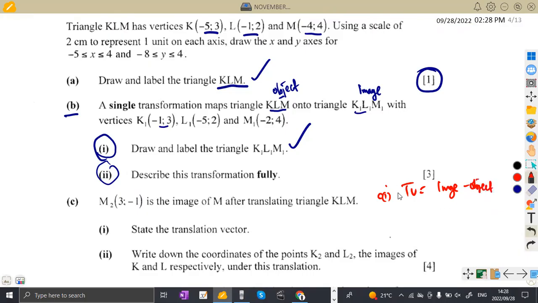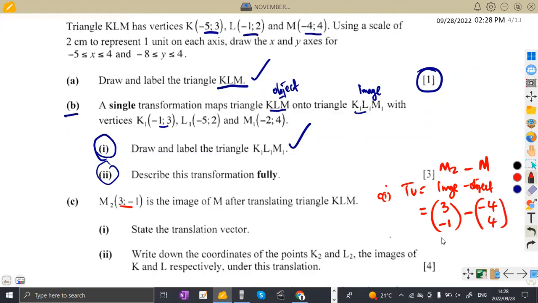So what does this mean? I'm just going to take the image point, this one. This is our image, M2. So it is going to be M2 minus the object, which is M. But you write it in vector form, okay? Like a matrix, that's vector form. So it's (3, -1) in vector form minus point M. Our M here is (-4, 4). So this is your M, (-4, 4), like this.